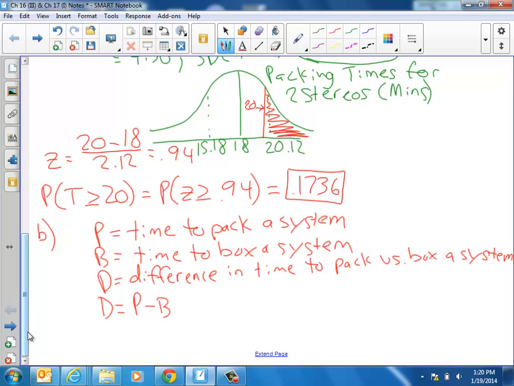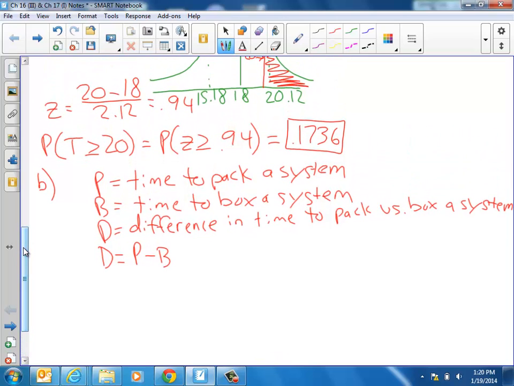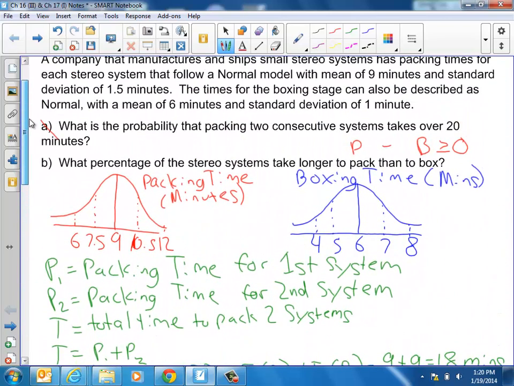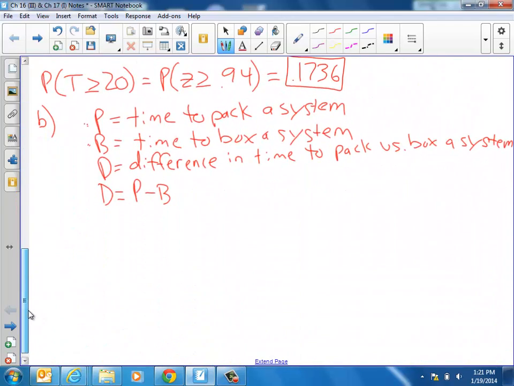Stereo system, rather. Okay, so we again need to find, if we know that P and B, both of these guys here, follow their own normal bell curves, the red and the blue up here, then we know, because these variables are independent, packing time should not affect boxing time, and vice versa. Because these variables are independent, so too is D going to follow a normal model. So again, we need the two parameters for D's normal model. We don't have its normal model yet, but we can find them using our random variable rules.